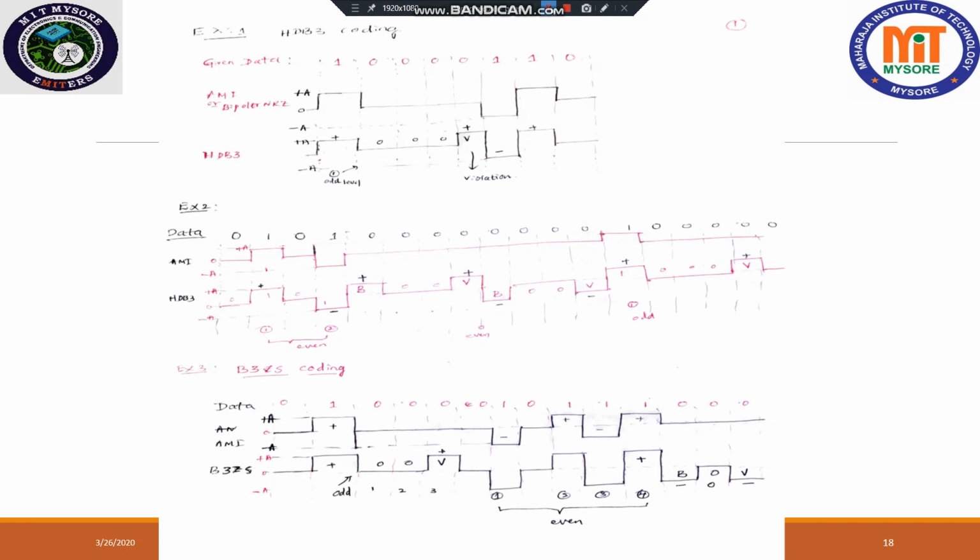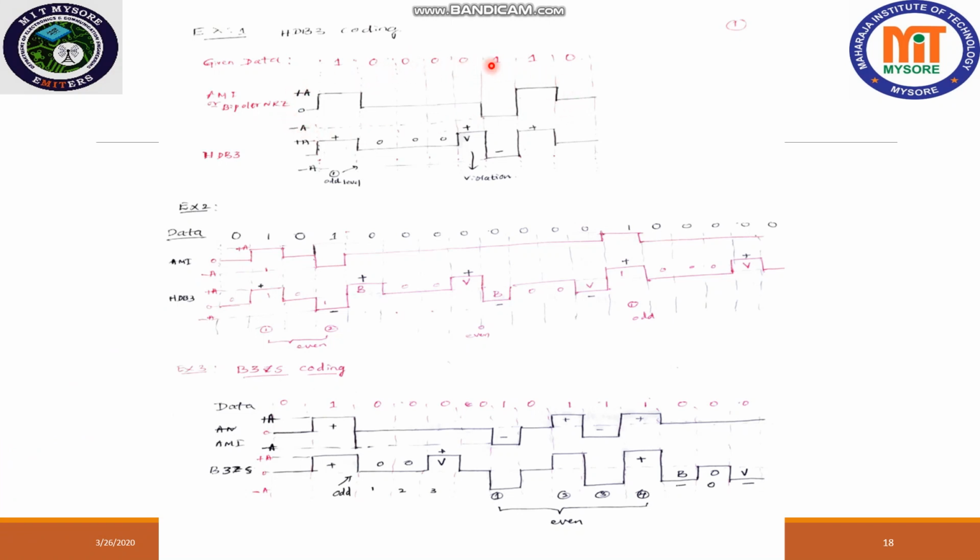So let us start today's session with HDB3 coding. Before going to HDB3 coding, we will understand why it is required. We know that the bipolar NRZ coding technique is very useful because of its characteristics which we have studied, but there are shortcomings. What are these shortcomings? The shortcomings are when we have long strings of zeros, as you can see in this example. Yes, long strings of zeros are there.